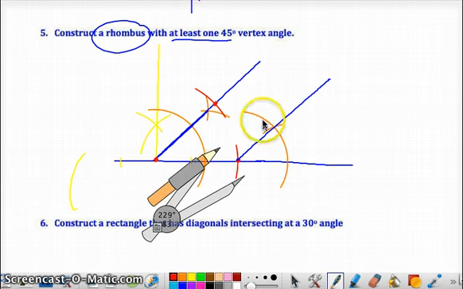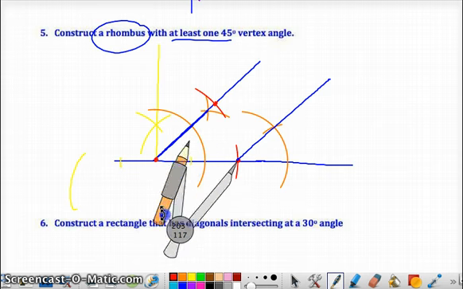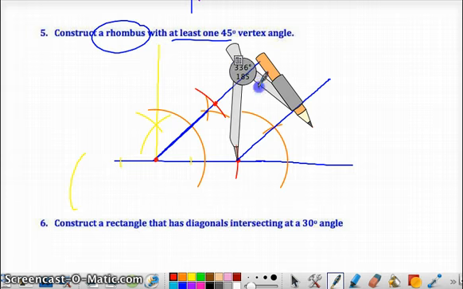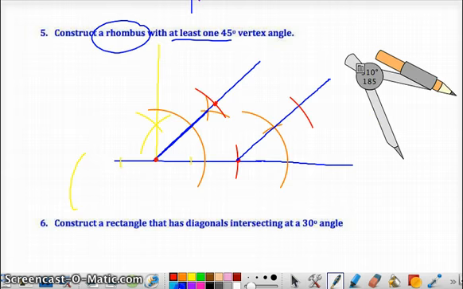Okay, so I copied this angle, so now these two line segments are parallel. The last thing I need to do is make sure that the sides are the same length. So I make that same arc up here, and then I connect from here to here, and there's my rhombus, four sides the same length, and we know this is a 45-degree angle right here.